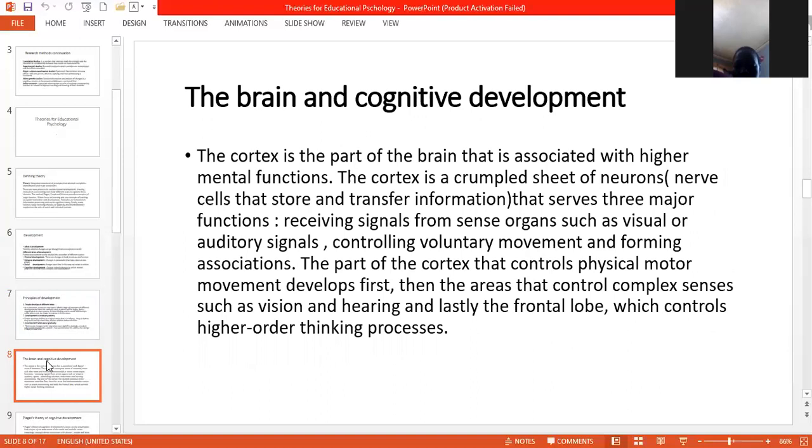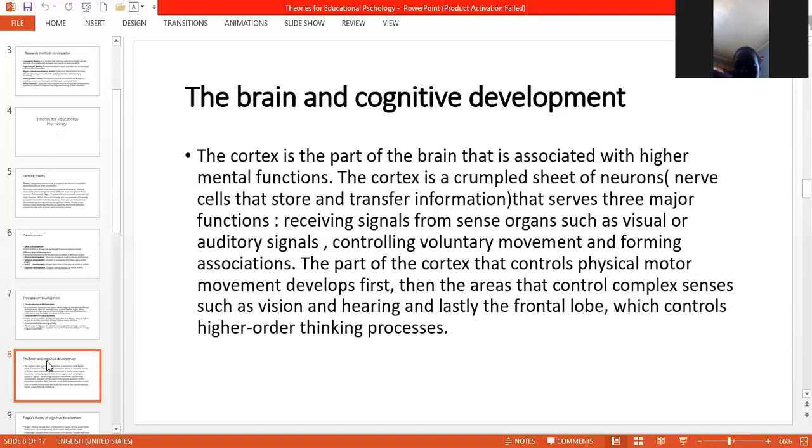So the cortex is the part of the brain that is associated with high mental functions. High mental functions are found in the cortex. The cortex is a crumpled sheet of neurons. Those are nerve cells that store and transfer information. That serves 3 major functions. So we know we use the brain to think. Everything starts with the brain. So if the brain is not functioning well, it will not be easy for anyone to grasp any information.